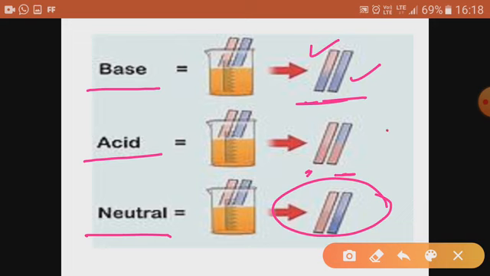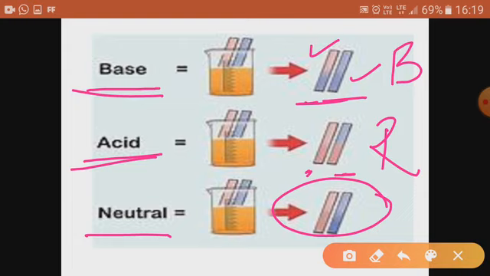So whenever the ultimate color is coming red, it means acid solution. Whenever the ultimate color is coming blue, it means it's a basic solution.